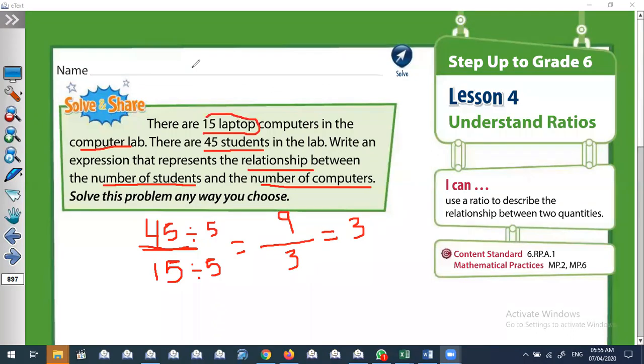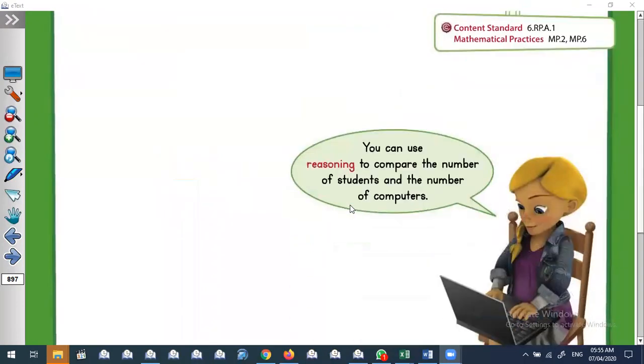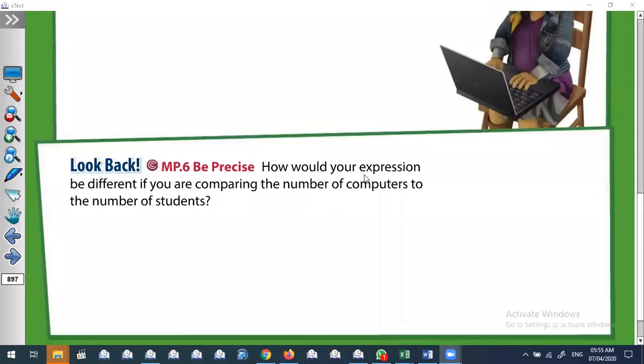Another exercise. Here, how would your expression be different if you are comparing the number of computers first, and the number of students? Computers are 15, right? Students are 45. Simplify. 15 and 45 are in table 5, so divided by 5, also divided by 5. 15 divided by 5 is 3. 45 divided by 5 is 9.